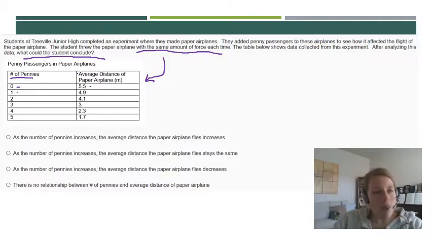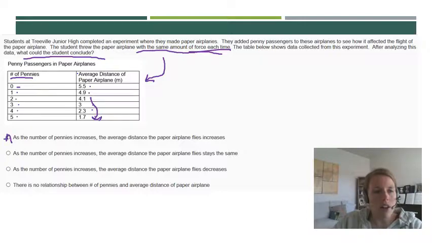Then I add 1 penny to the airplane, and I continue to throw it with the same amount of force each time, but the paper airplane doesn't go quite as far. It's only 4.9 meters, right? So you can see that the data has a trend. As I add more penny passengers, what's happening over here? Are those numbers going up or down? I hope you're able to see that those numbers are decreasing, right? The numbers are decreasing, and that's what this question is basically asking.